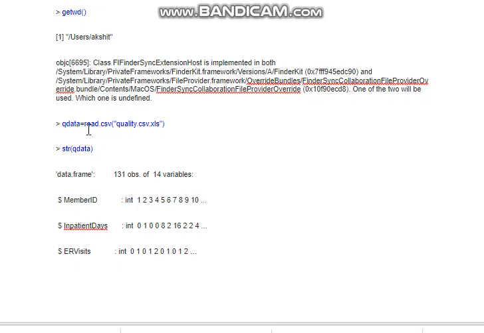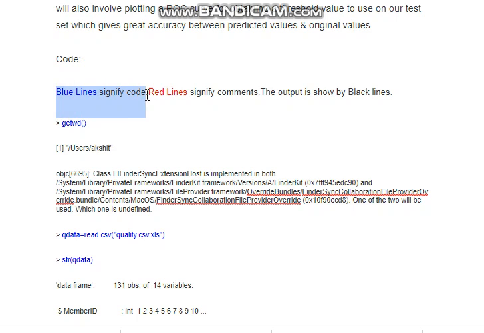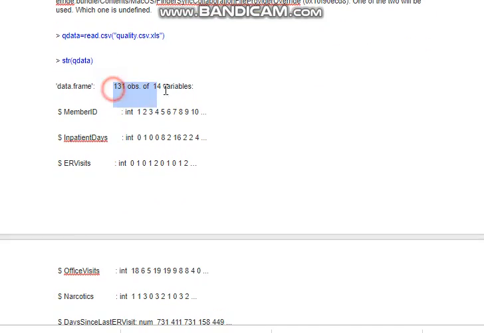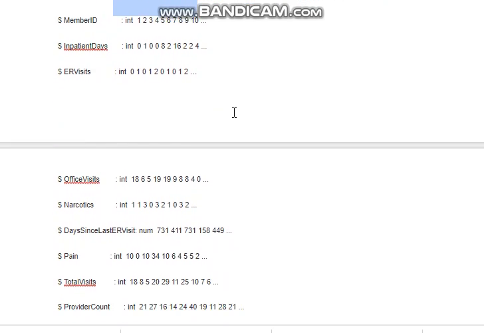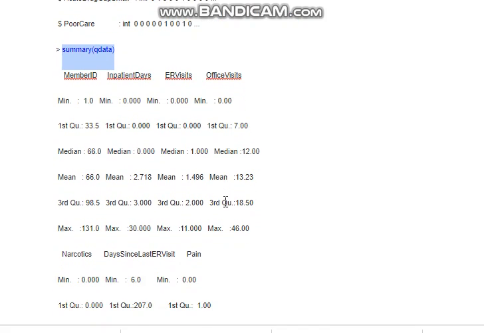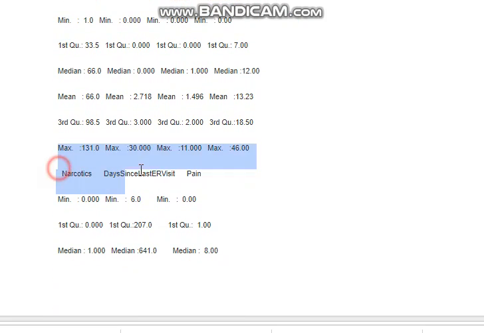Now, first, here we can see that the blue lines signify our code, red lines signify comments, and the output is shown by the black lines. First we read our CSV file, which prints the data frame of about 131 by 14. Then we find the summary of our data, which shows the minimum, mean, median, etc., for the different attributes.